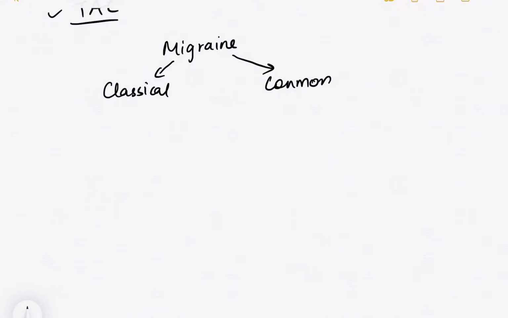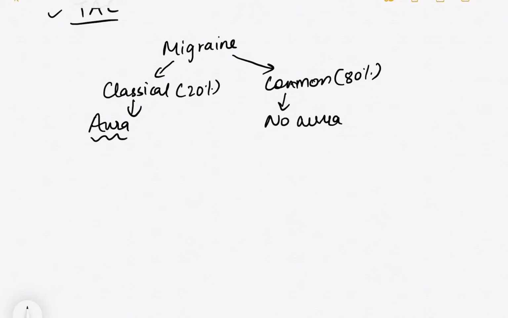First we'll talk about the classification of migraine. We have two types of migraine, the classical and the common one. The classical one has aura, and in the common there is no aura. 80% of cases are common migraine, 20% are classical migraine.